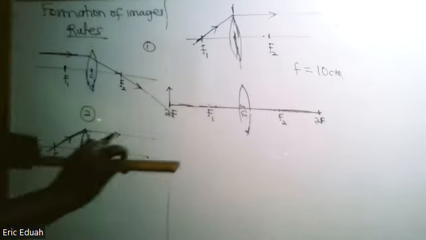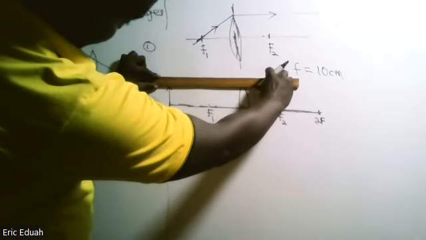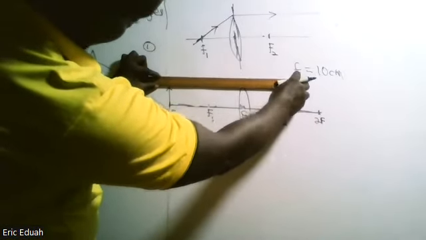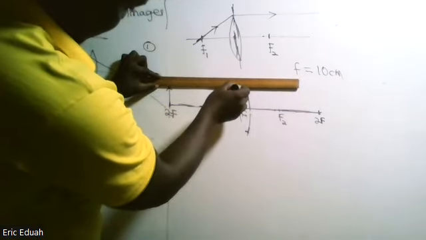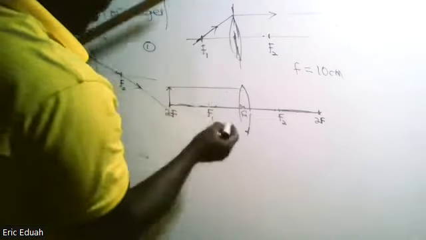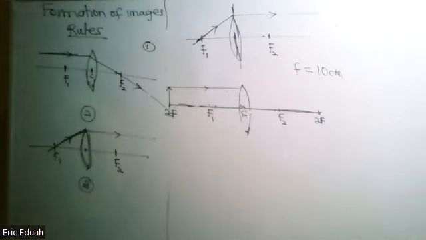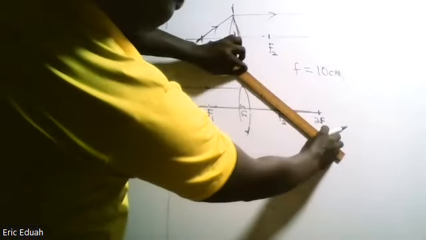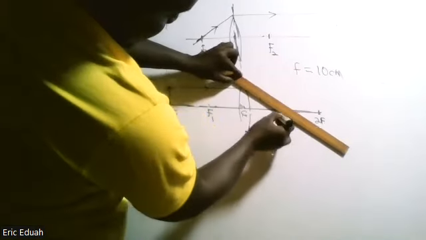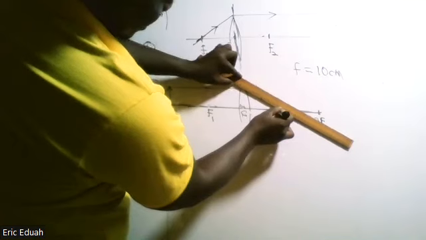Okay, then let's draw. A ray of light parallel to the principal axis after refraction would have to pass through the principal focus. So this is my principal axis.